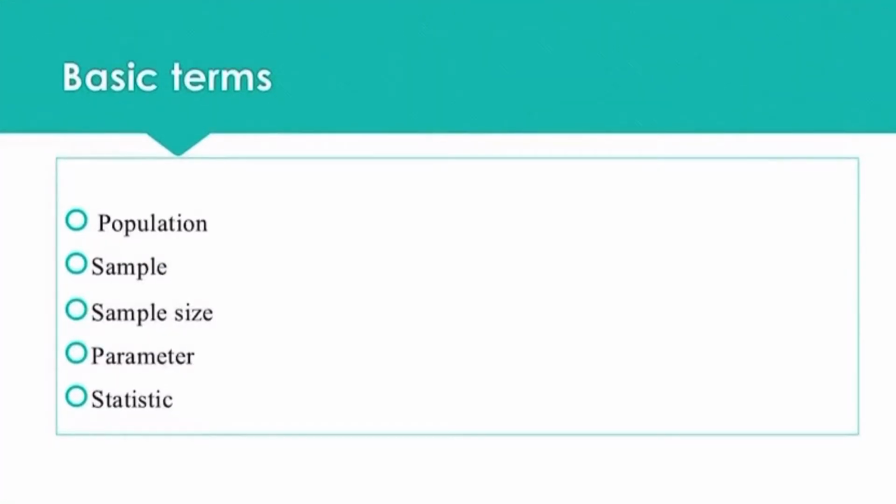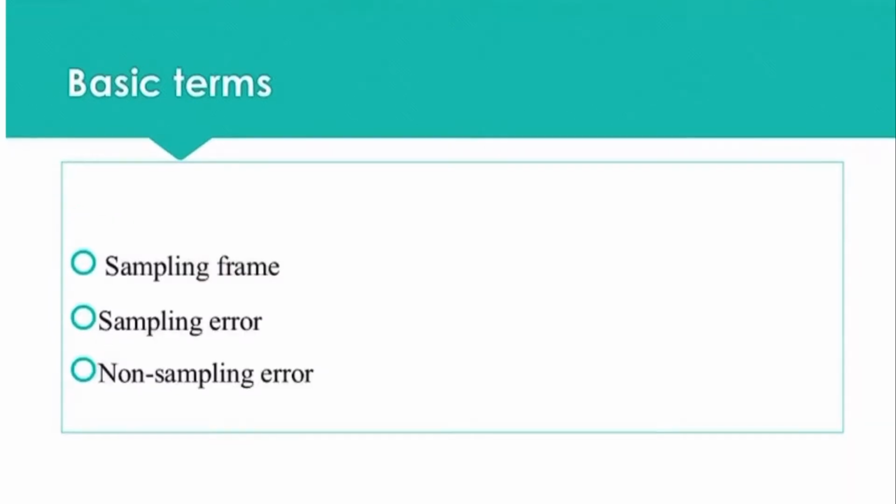From this statistic, we can make an educated guess about the parameter. That is, from the characteristics of samples, we can make an educated guess about the characteristics of the population. Inferential statistical methods help us in doing this.